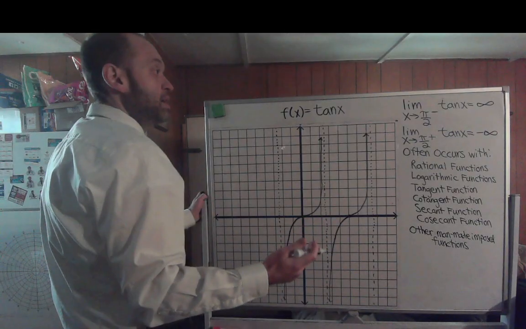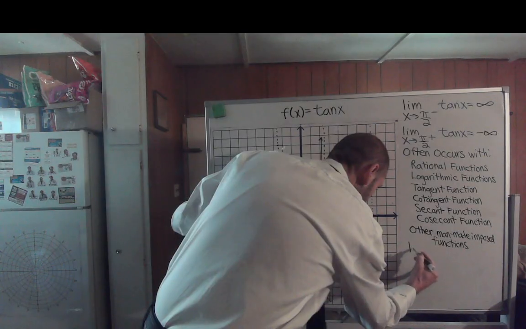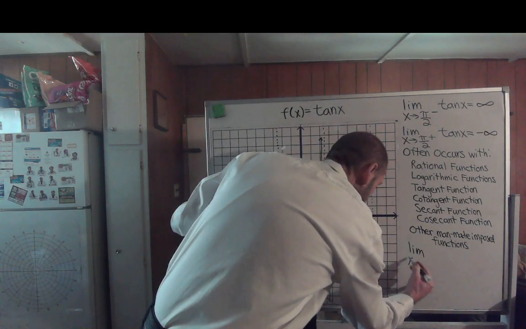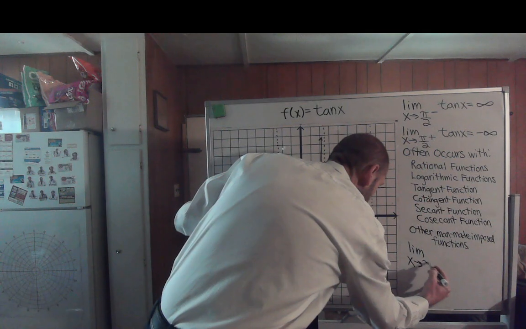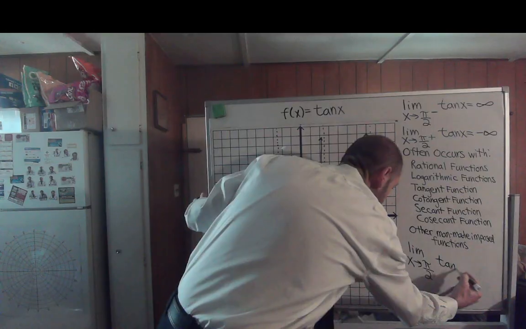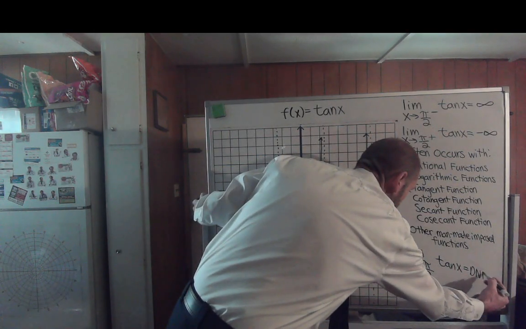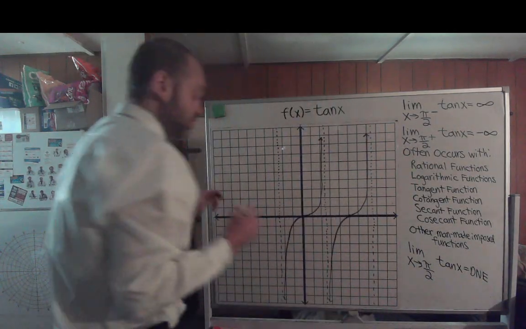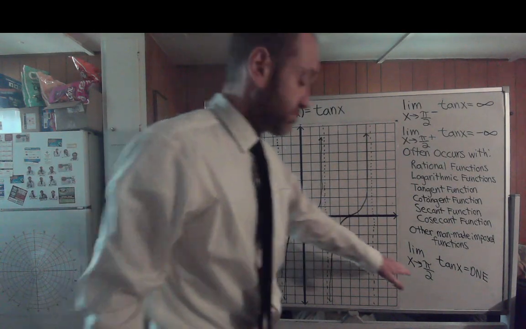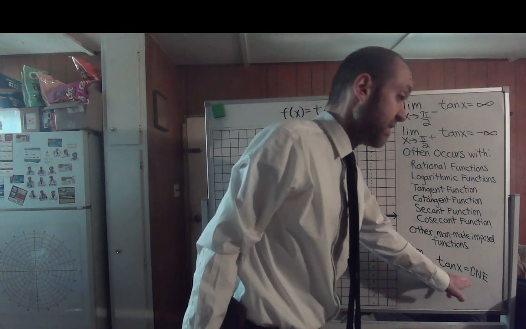Now, since the left-handed limit does not match the right-handed limit, that means the general limit as x approaches pi over 2 of the tangent of x does not exist. So the general limit as x approaches pi over 2 of the tangent of x does not exist.